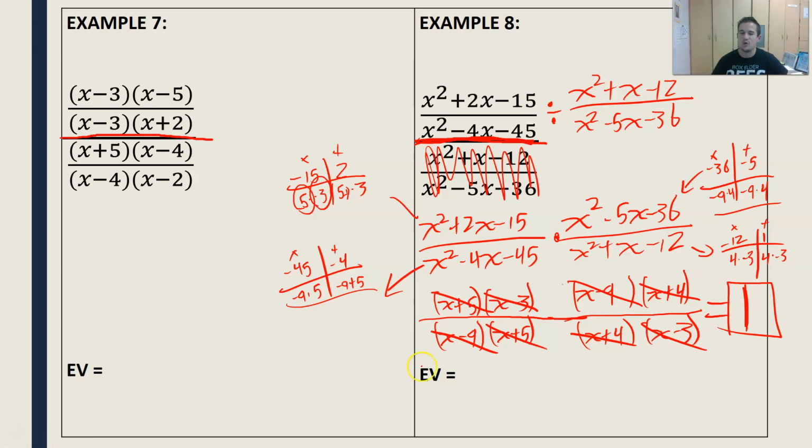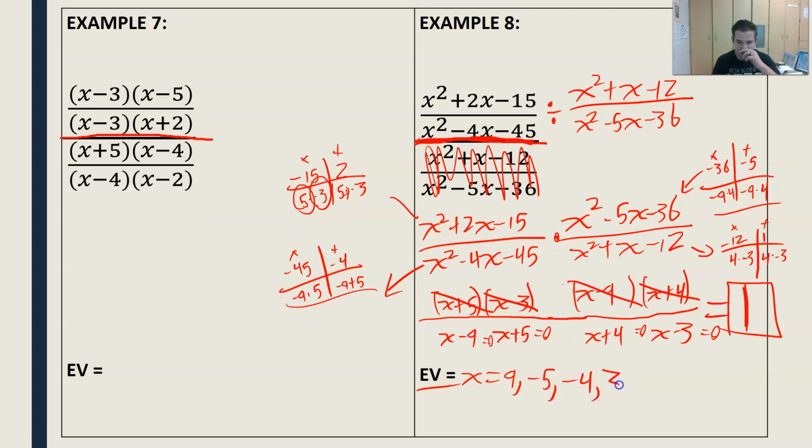Crazy. That's really cool. But there's still one more thing I need to do. I need to check for my excluded values. So any number of x that would make the denominator equal to 0 before I simplify. So in this pre-simplified form here, I have x minus 9, and I'll set that equal to 0. I'll set x plus 5 equal to 0, x plus 4 equal to 0, x minus 3 equal to 0. If I solve for x in each of those little mini equations here, I'm going to get x equals 9, negative 5, negative 4, and 3. Those are my excluded values, or the values that would force me to divide by 0.